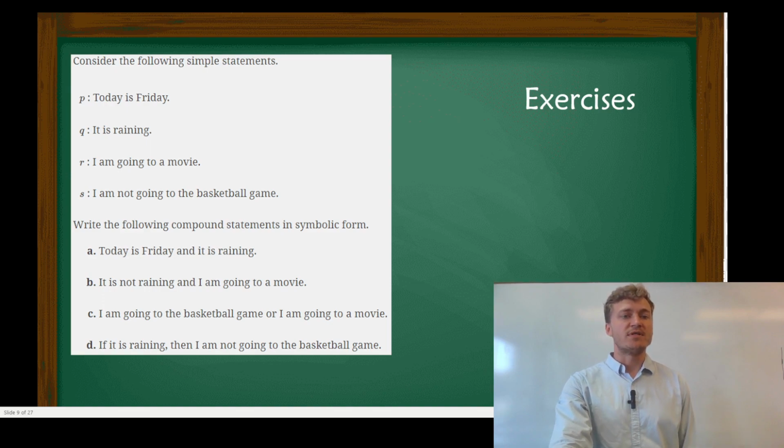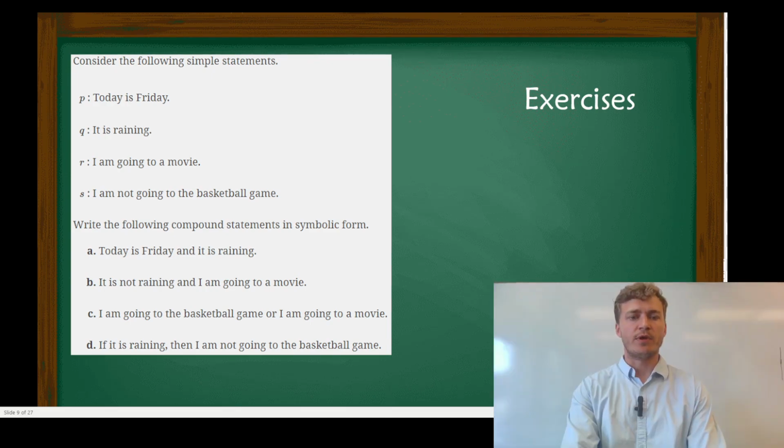So write the following compound statements. Part A, today is Friday and it is raining. Part B, it is not raining and I am going to a movie. Part C, I am going to the basketball game or I am going to a movie. Part D, if it is raining, then I am not going to the basketball game. Give you a moment to pause, noting that not is the tilde, and is the caret that looks like a capital A with the horizontal line missing, and or looks like the capital V, right? Those are our symbolic connectives when working with our statements.